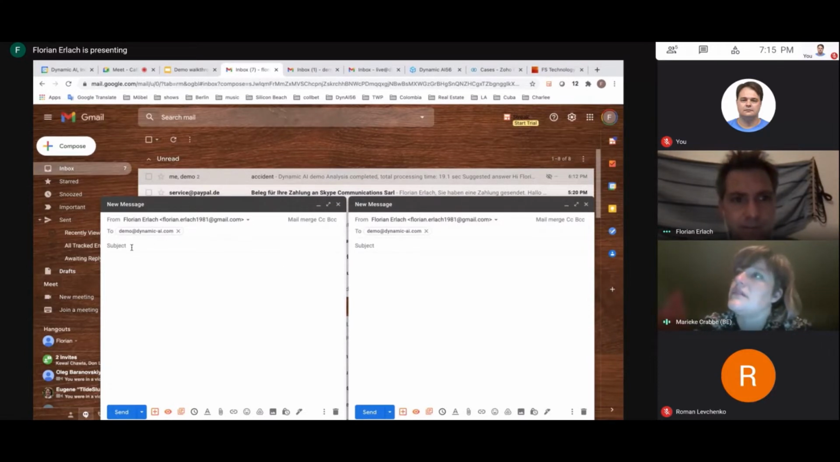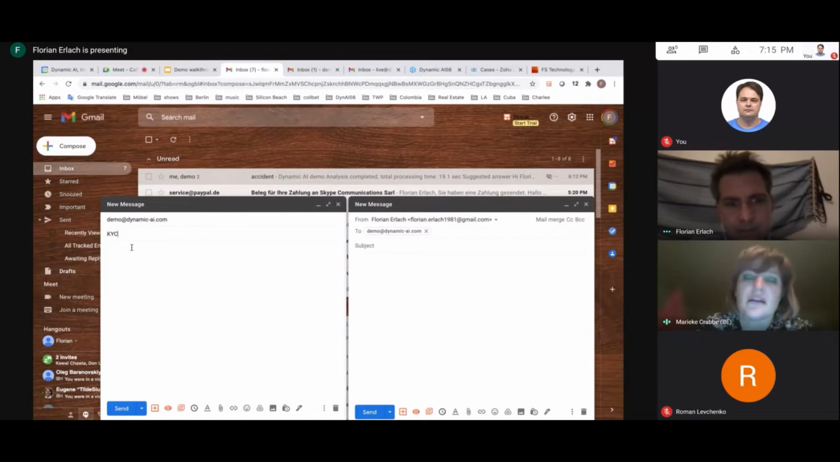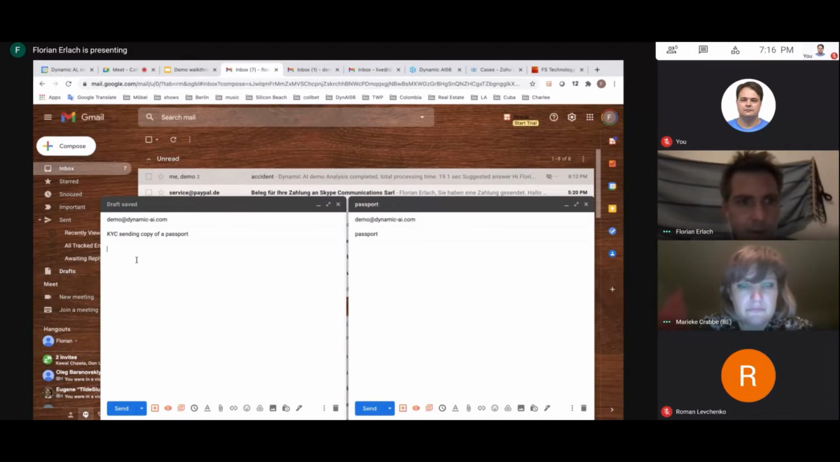Well, in the context of KYC, you would have something like a client sending a copy of their passport. Okay. So hi guys, as requested, the copy is in attachment. Something like that. Requested by your call center agent. My passport is attached. Like this? Yeah, something like that. Okay, hi guys, it's requested by your call center agent. My passport is attached for the KYC check.